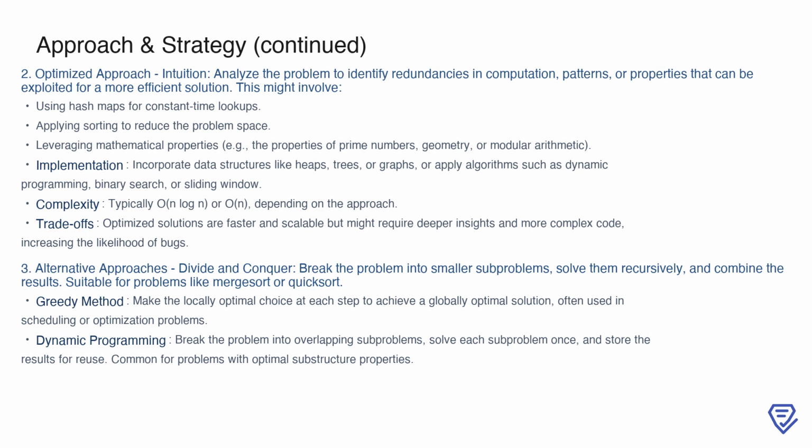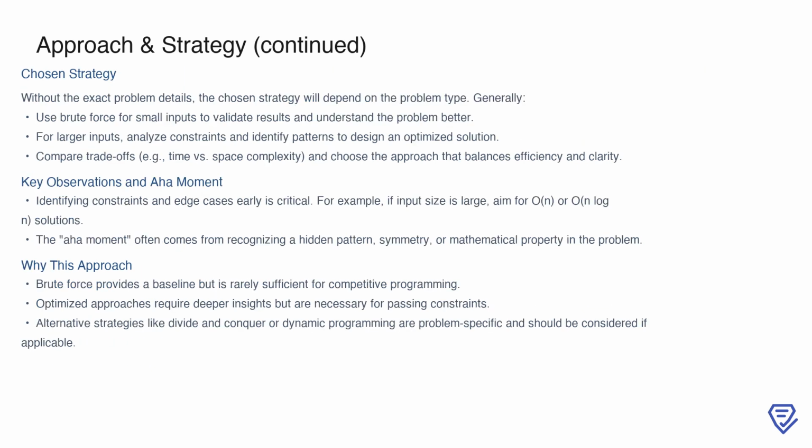Additionally, alternative strategies like divide and conquer, greedy algorithms, or dynamic programming may suit particular problem types. These techniques break the problem into smaller pieces, simplify decision-making, or reuse results to optimize performance. Each of these approaches has its own set of trade-offs, so it's essential to weigh their pros and cons carefully. Once you've explored different techniques, determining the most suitable strategy depends on the specifics of the problem.